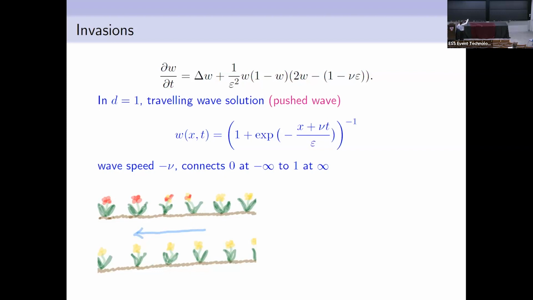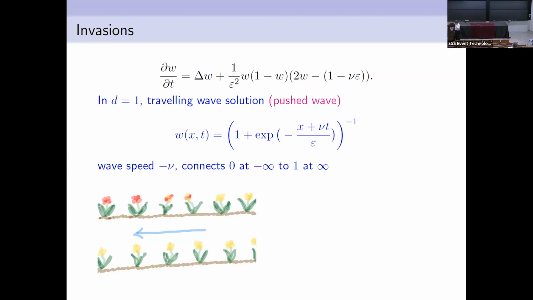So what does this mean? Well, it means that I can, in fact, express a solution, there is a solution, which can be expressed as a traveling wave of this form, which moves at speed minus nu. So that was the constant which measured how much fitter the yellow guys were than the purple guys. And it connects there being entirely purple flowers at minus infinity to entirely yellow flowers at plus infinity. And this picture was drawn using a Zoom whiteboard, and they don't have purple.